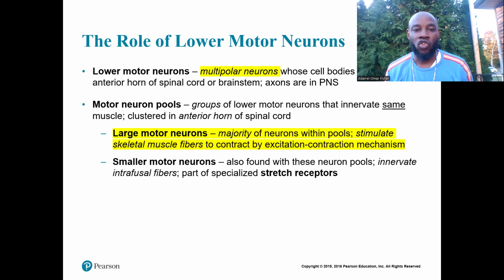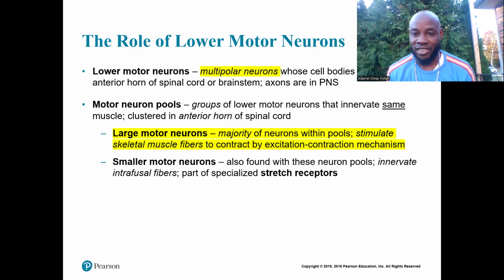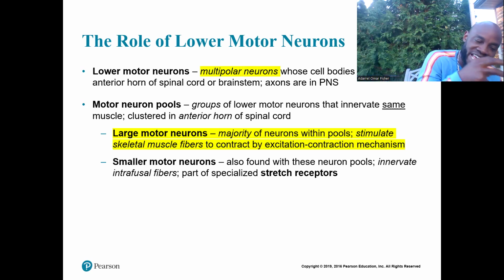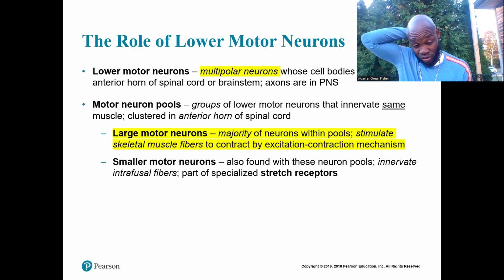Right? So your lower motor neurons are multipolar neurons. Cell bodies are either in the anterior horn of the spinal cord, which we've recently discussed, or the brainstem. The axons, remember, axons carry the action potential, are in the peripheral nervous system. You have motor neuron pools, groups of lower motor neurons that innervate the same muscles. So there's this redundancy that we see, multiple neurons innervating the same muscles, and they can be clustered in the anterior horn of the spinal cord.